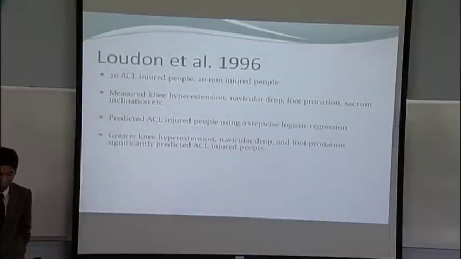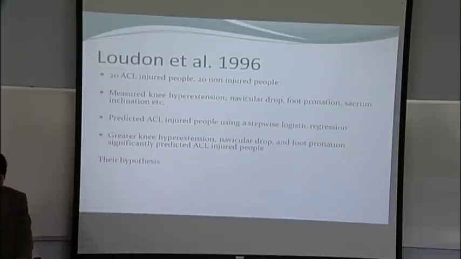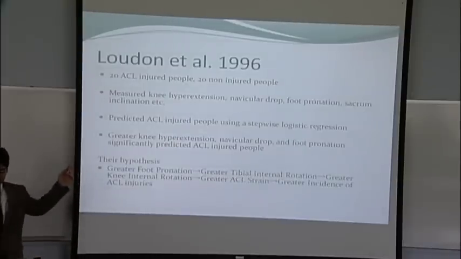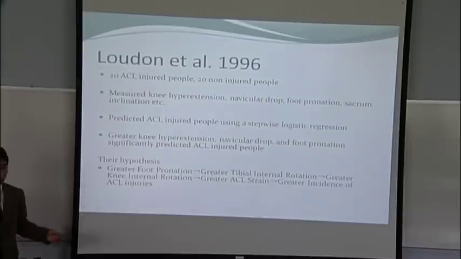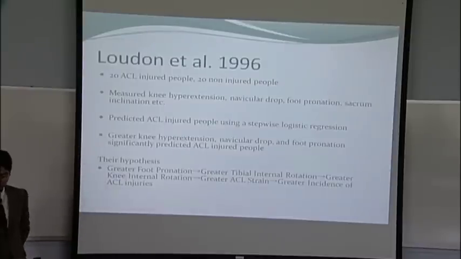What they found was that greater knee hyperextension, navicular drop, which is like flat foot, or foot pronation significantly predicted ACL injured people. Their hypothesis about their finding was that if you have a greater foot pronation, that may lead to greater tibial internal rotation, and that leads to greater knee internal rotation, which is tibial internal rotation relative to the femur. Because knee internal rotation increases the strain of the ACL, that increases the incidence of ACL injuries. So that was their explanation about how foot pronation leads to increased ACL injury risk.